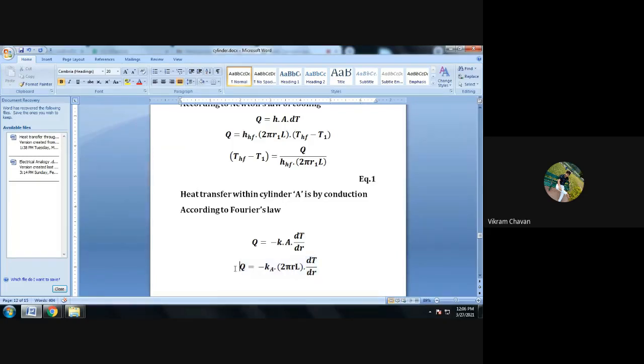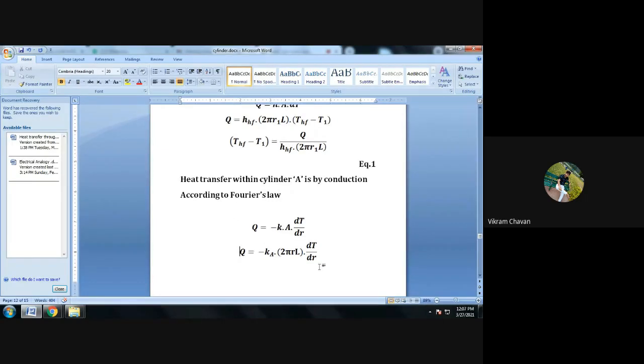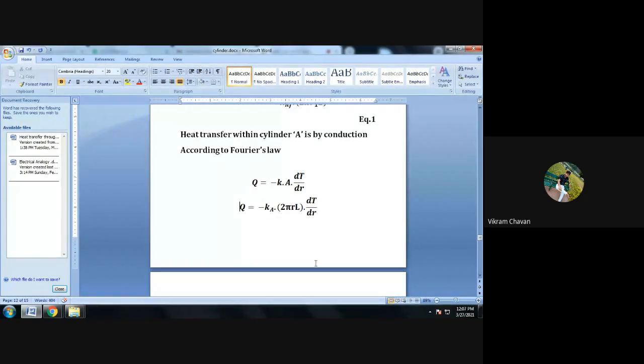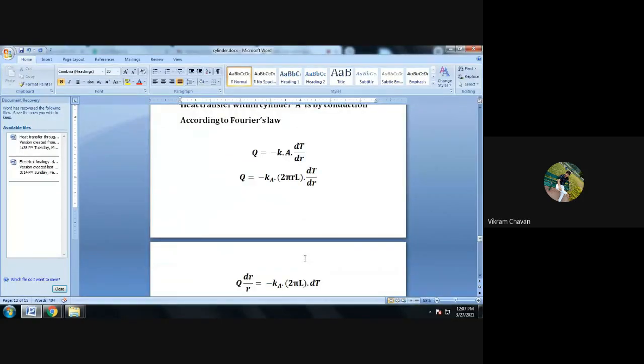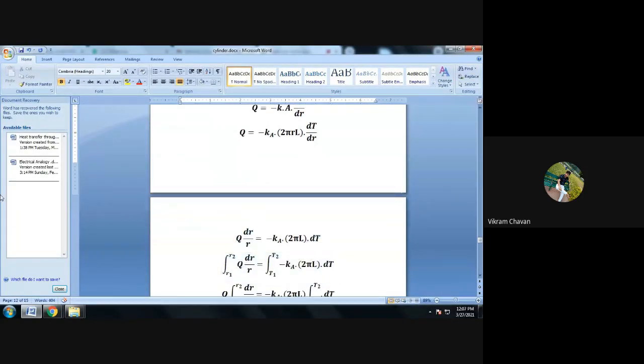So Q is equal to minus K. This is the general equation. The thermal conductivity of cylinder A is K suffix A, multiplied by the cylinder area, which in general we can write as 2 pi R L, multiplied by dT divided by dr. Now further, we have to separate out the variables and integrate with the limits.